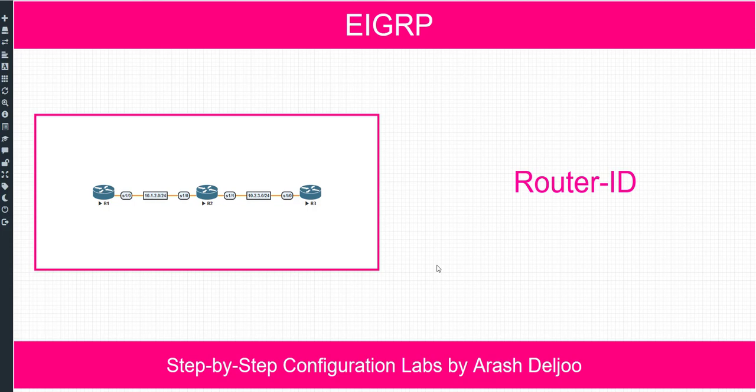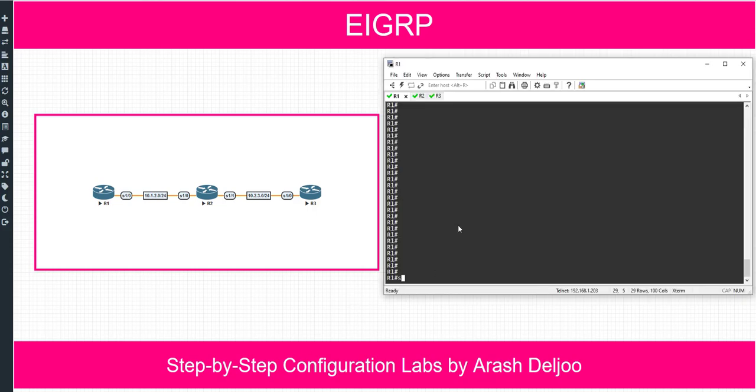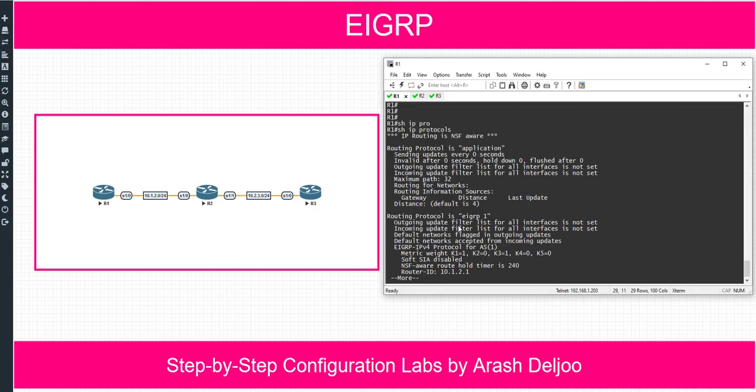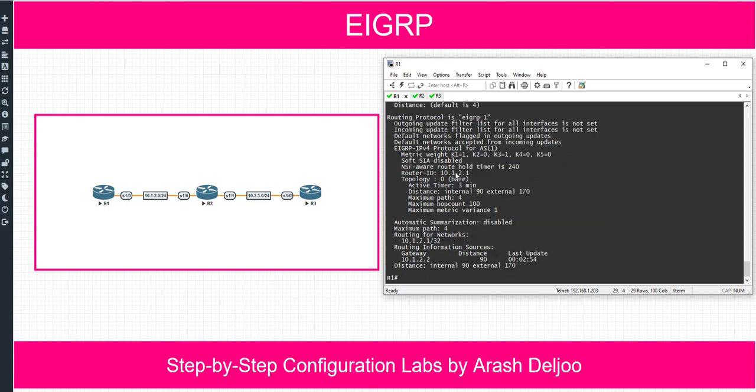For example, in this scenario, without configuration of the router ID, because we don't have any loopback interface, the highest IP address in each router will be the router ID. In router 1, the router ID will be 10.1.21, because this is the only and highest IP address that we have in this router. You can use show ip protocols to verify the router ID. Here we have the EIGRP router ID 10.1.21.